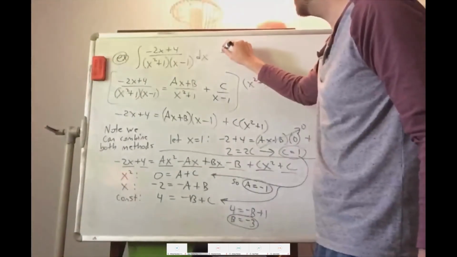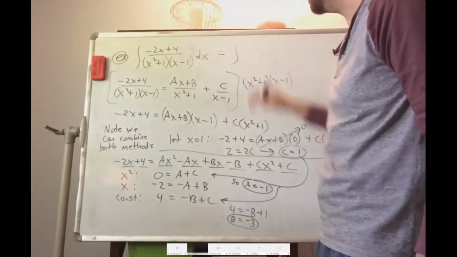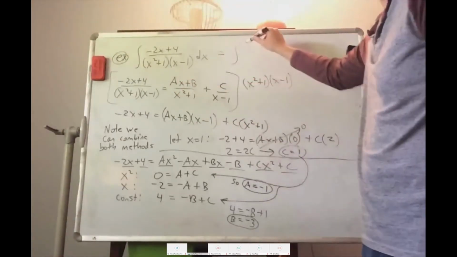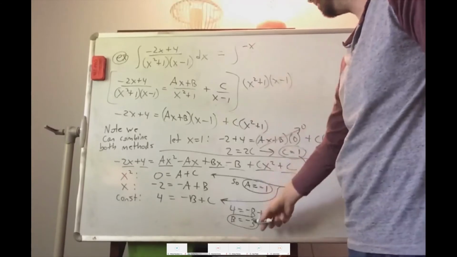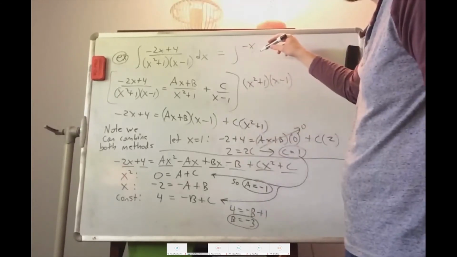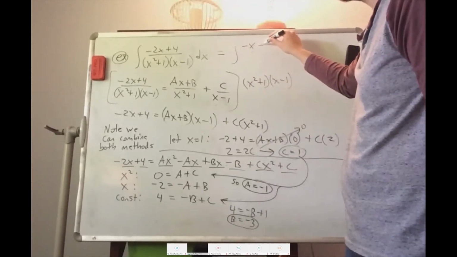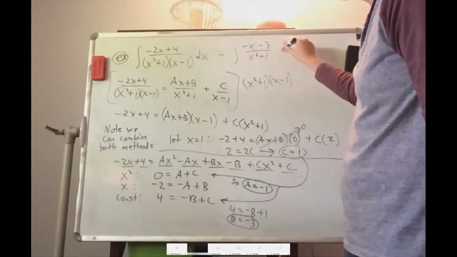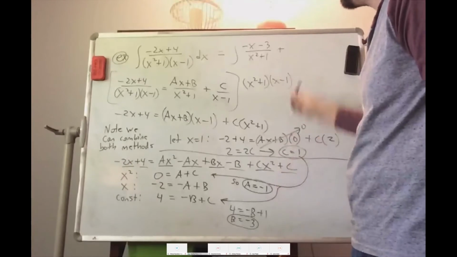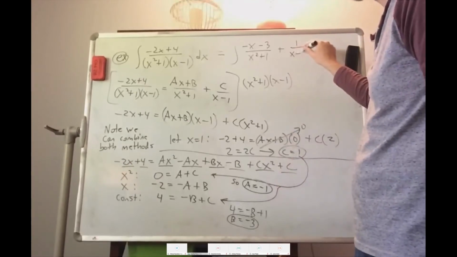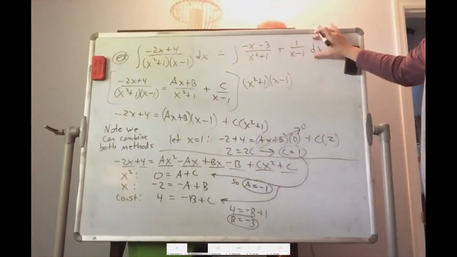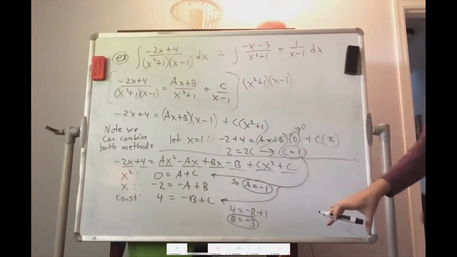we have found that this integral is equivalent to what? Ax plus b, which is minus x minus 3 over x squared plus 1, plus c, which is 1 over x minus 1 dx. So I'm going to erase all this in a second, and we'll start from here, integrating down.